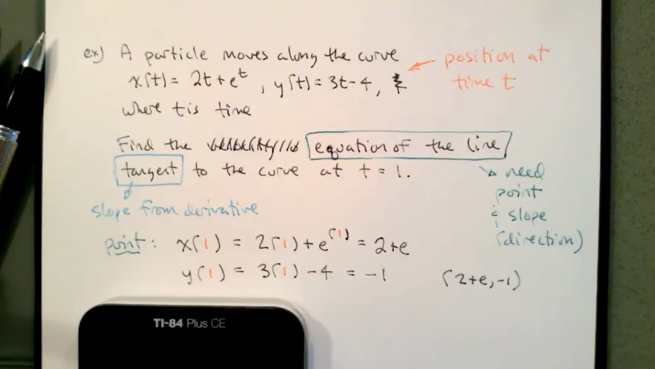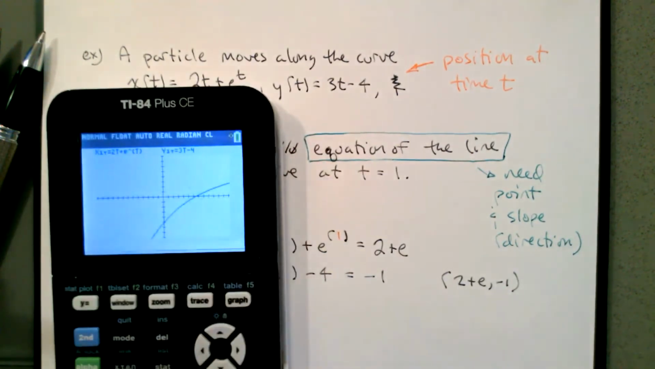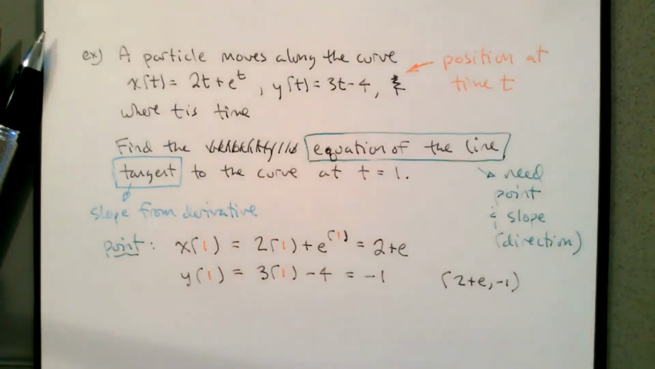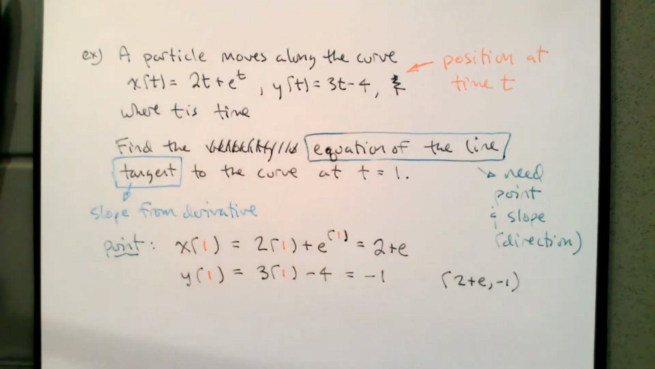That's the same point that we had when t is equal to 1. So if I trace it with 1, 2 plus e is 4.718281828 and so on, and negative 1. So things match so far. So far, so good. Now we need something about a direction. And for a tangent line, direction comes from the derivative. So we need derivatives of our functions.